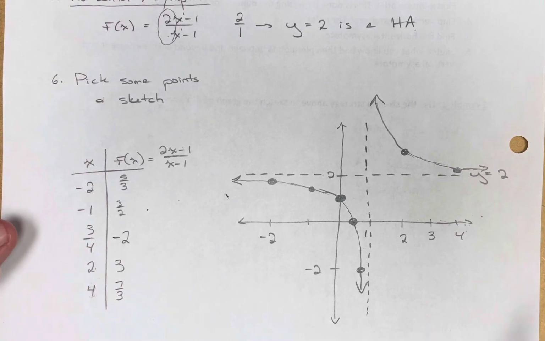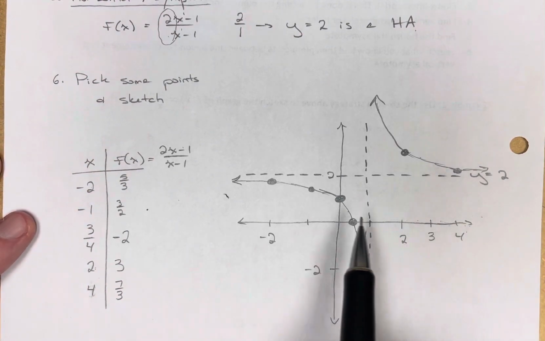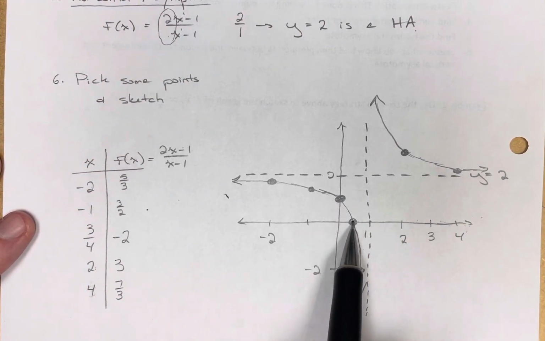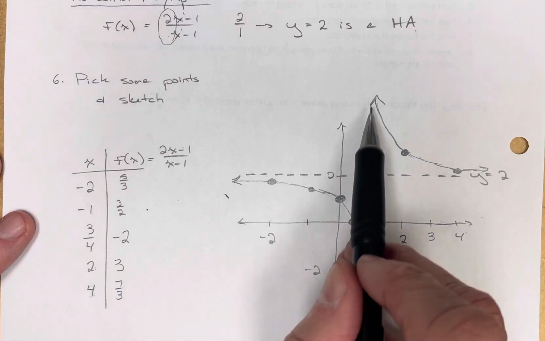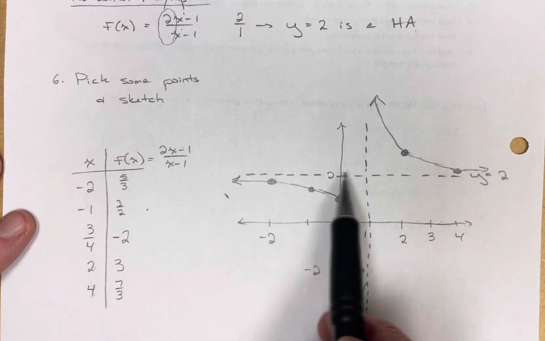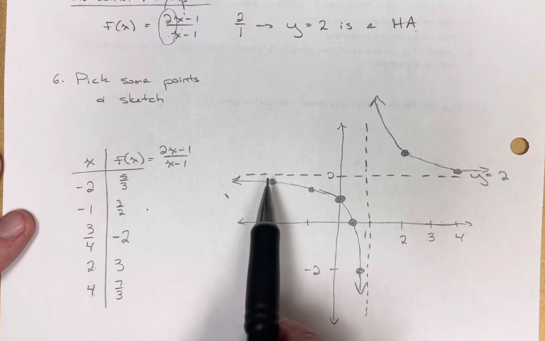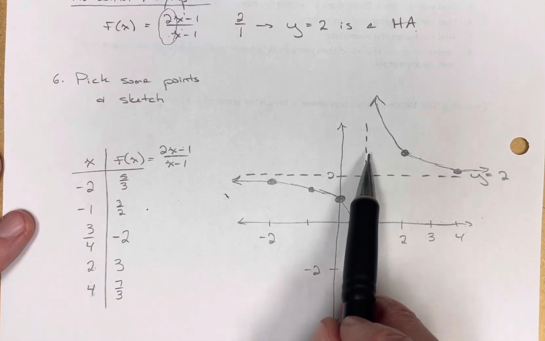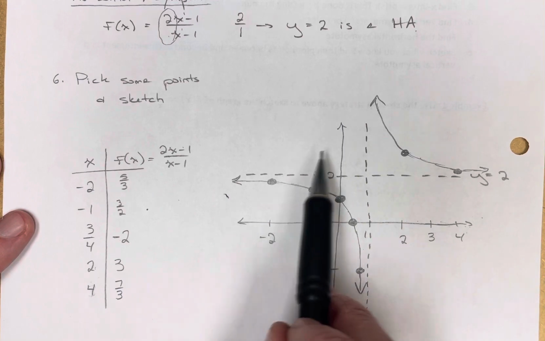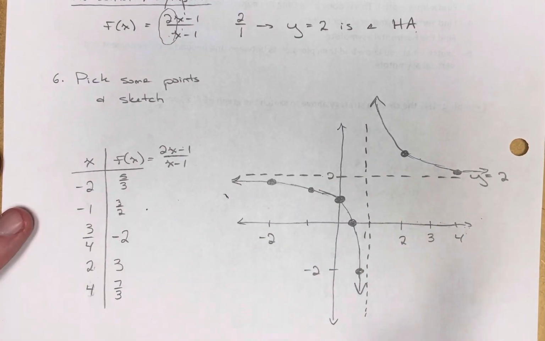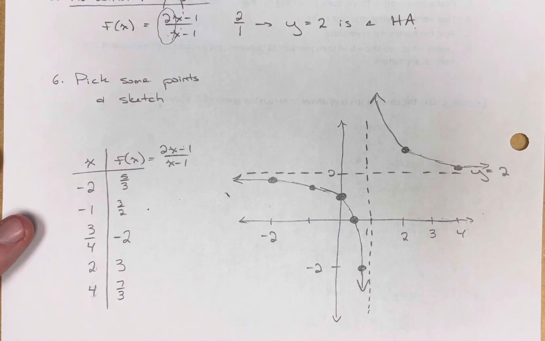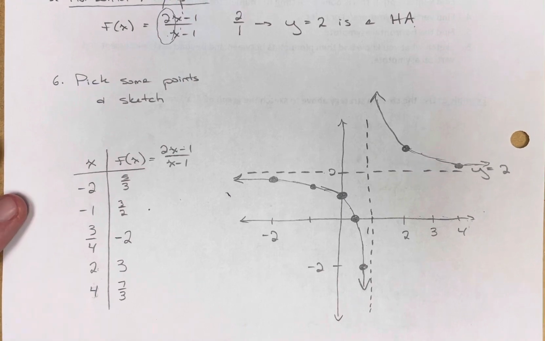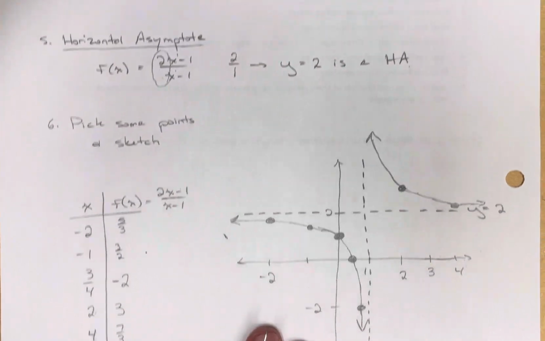So there's my sketch. No symmetry. Intercept, intercept, vertical asymptote, horizontal asymptote, and I just chose a variety of points on either side of the asymptote and around the intercepts to kind of get a sense of what's happening with my graph. Now we've already seen it, so we know how it's going to turn out, so I won't check it again for you. Let's do one more example quickly.